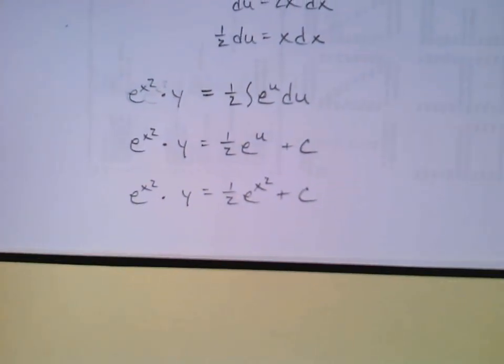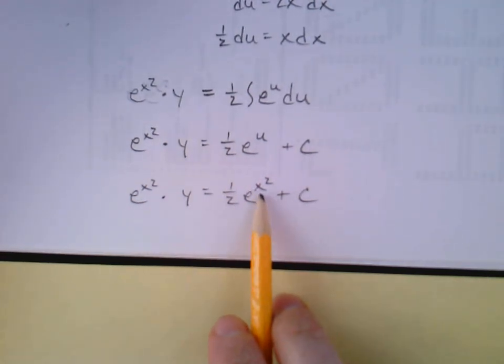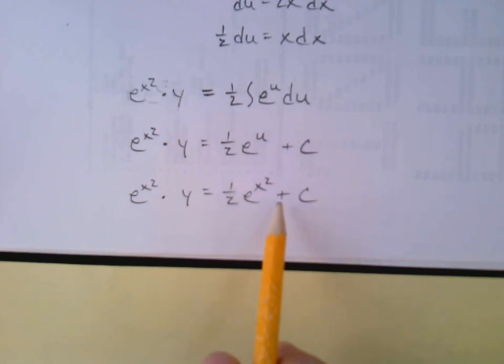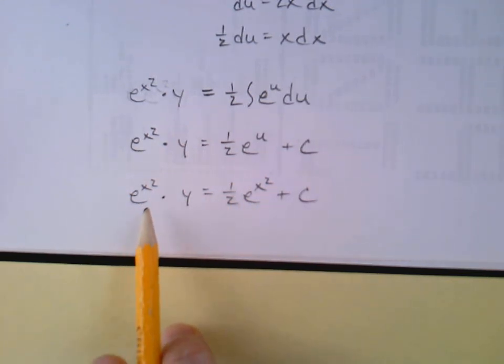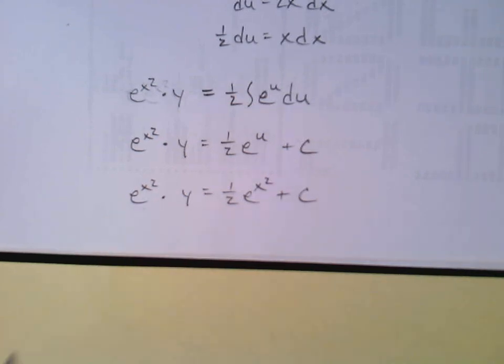Oh, okay, that's the end of my page here. I got my left side still, putting my u back in. Okay, 1/2 e to the x squared plus c. Looking really, really good. Technically, this is an implicit solution, but there's no reason to stop at this implicit solution when all I need to do to find an explicit solution is divide by my integrating factor.